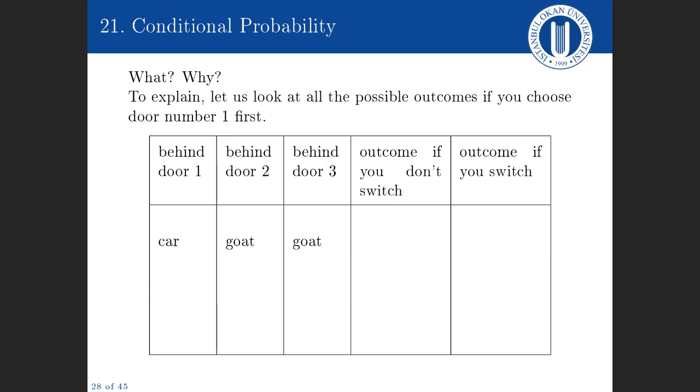And let's suppose the host opens door number 3, shows us that there's a goat behind door number 3, and then he says, do you want to change? Do you want to stay with door number 1, or do you want to change and have door number 2 instead? If we don't change our mind, if we stay with door number 1, we win the car. If we do change our mind and we say we want door number 2 instead, then we lose. We just get a goat.